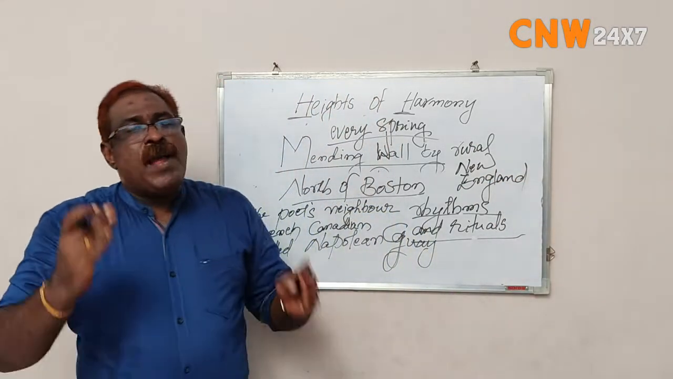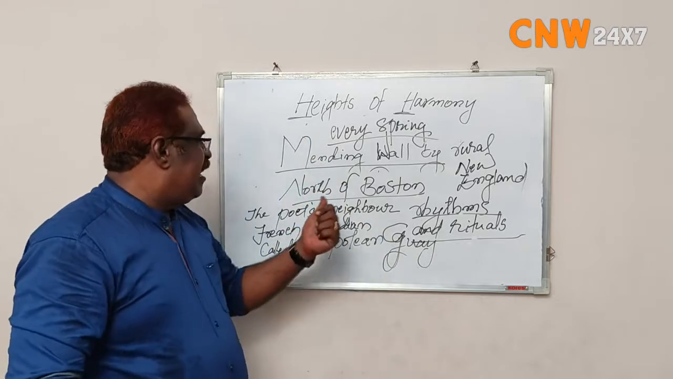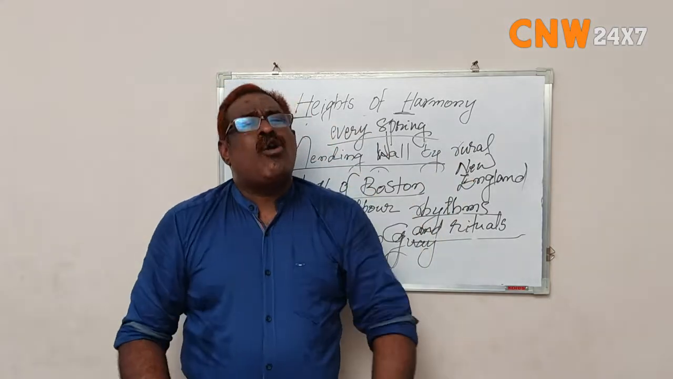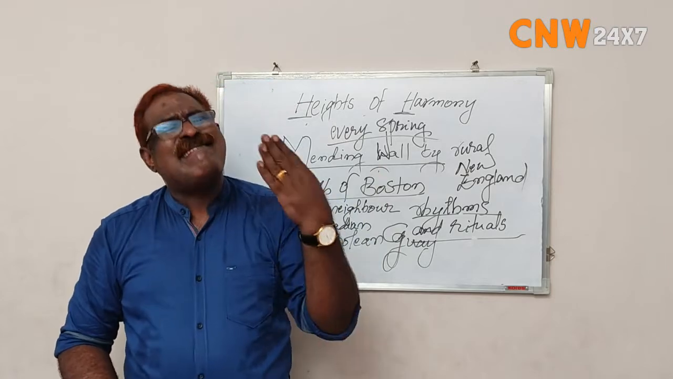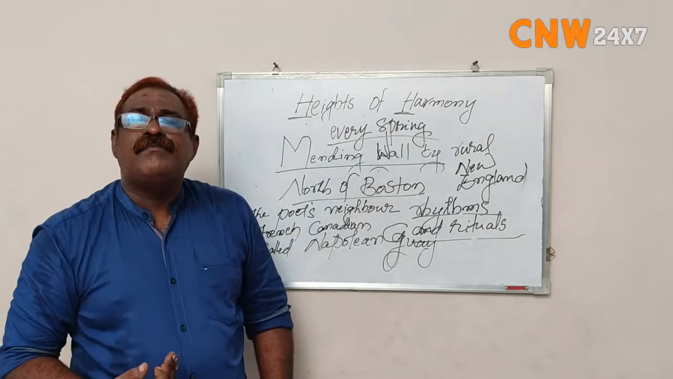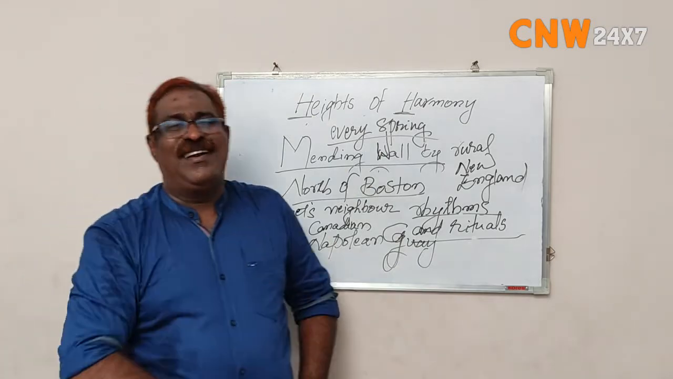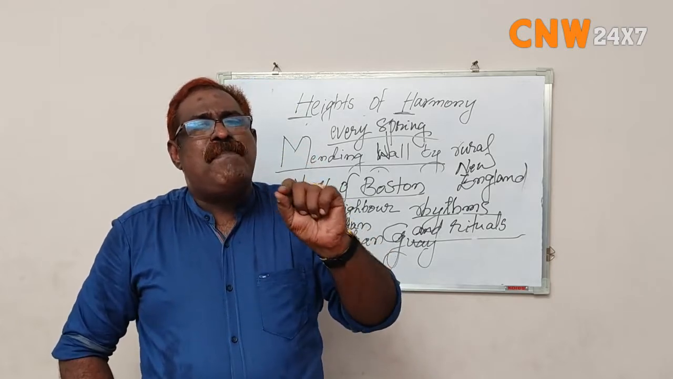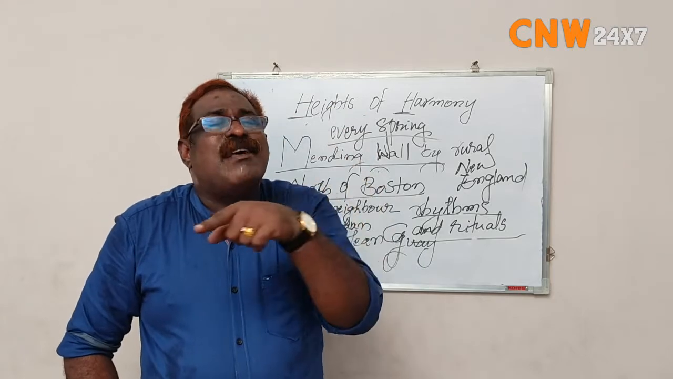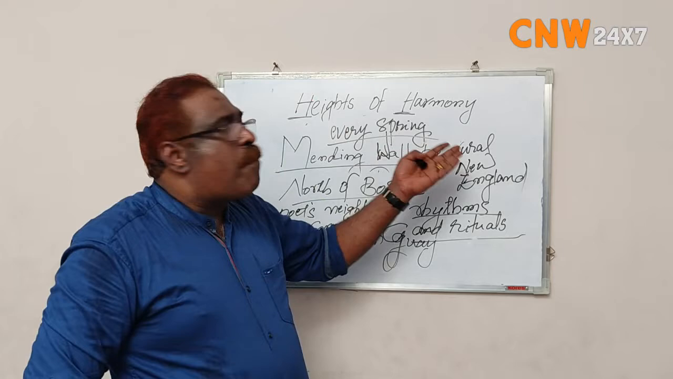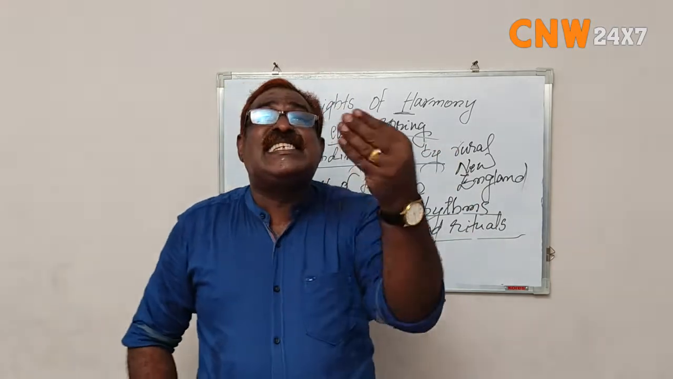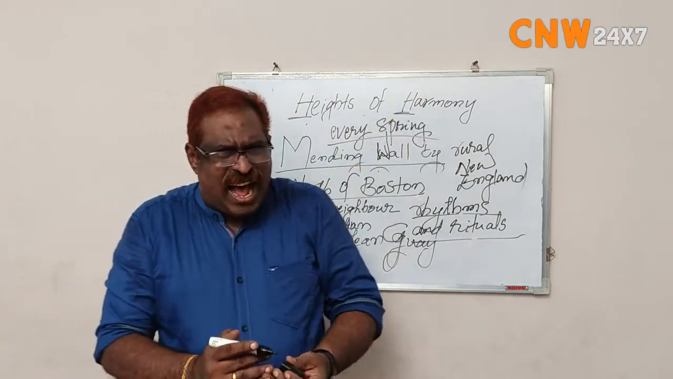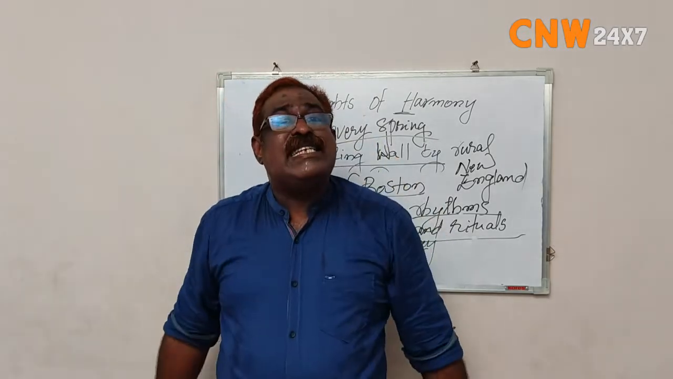So the poem has taken its impetus from the rhythms and rituals of rural New England; mending the wall repeatedly every spring is a ritual. These are certain things you must keep in mind while understanding the poem Mending Wall by Robert Lee Frost. That is the first segment in the unit titled Heights of Harmony. So I start with the first four lines of the poem. Let us see what it is talking about.